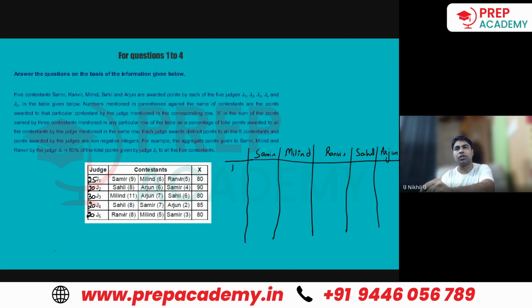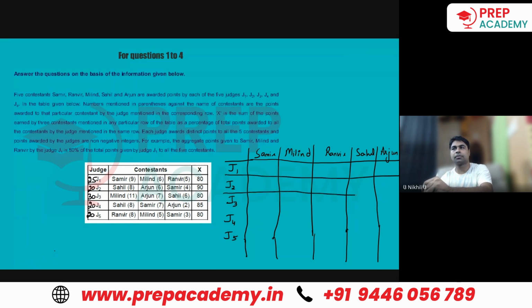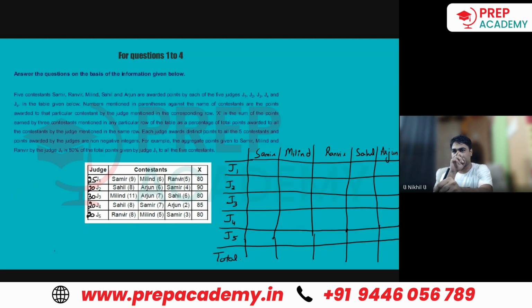Now judge 1 is giving the points, judge 2 is giving the points, judge 3, judge 4, and judge 5 are giving the points. So these are the points these people are getting. The total points by each one of them individually is going to be mentioned in these values, right? Understood? Yes, sir.